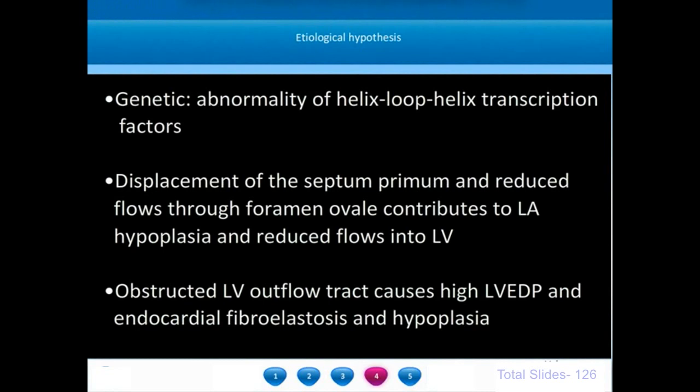Another etiological hypothesis is that if there is an obstructed left ventricular outflow tract, this results in high left ventricular end diastolic pressures and left ventricular endocardial fibroelastosis, and that perpetuates the hypoplasia.